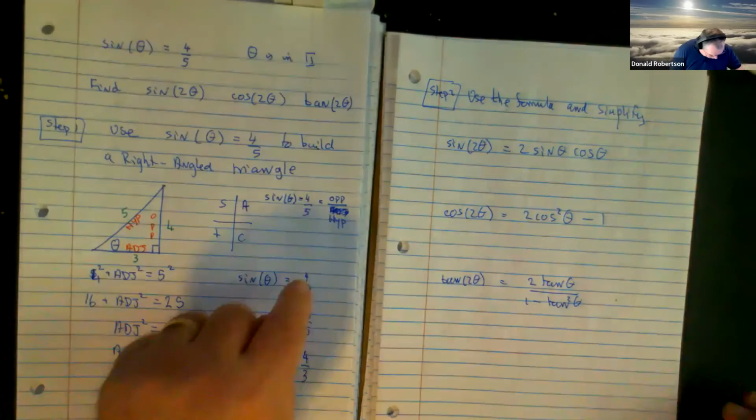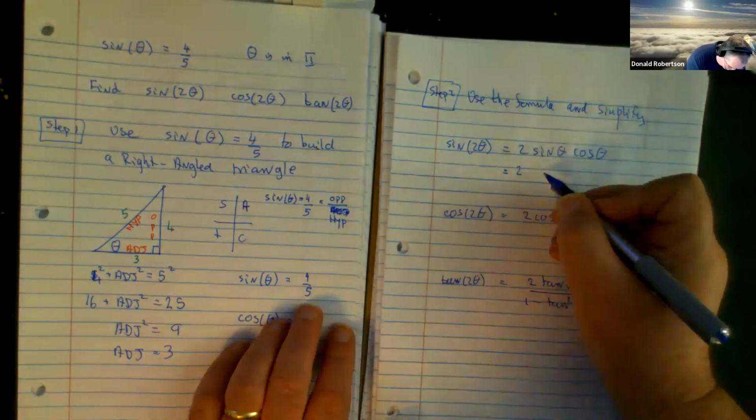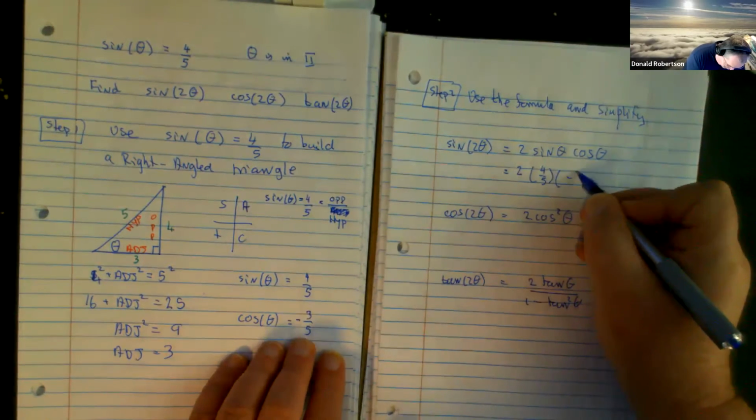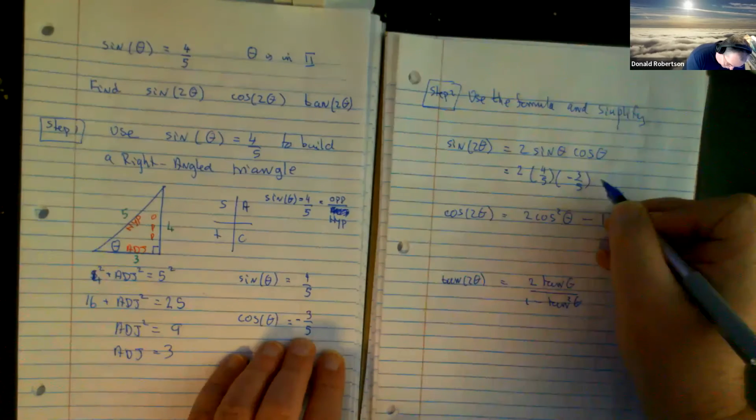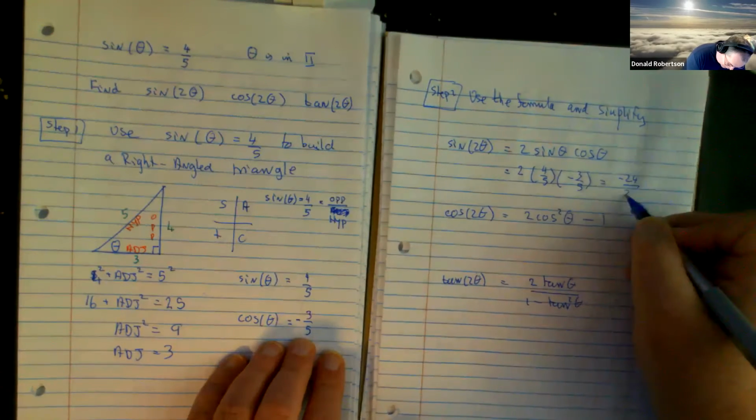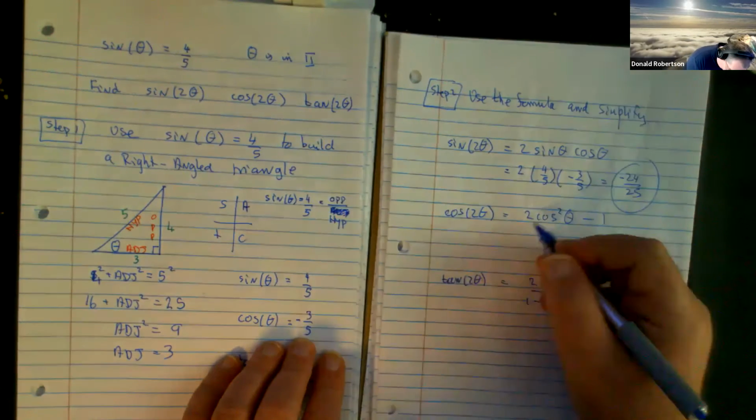Now I've got all the numbers, all the fractions. So this one here is going to be 2 times 4/5 times negative 3/5, and that is negative 24/25. Finished.